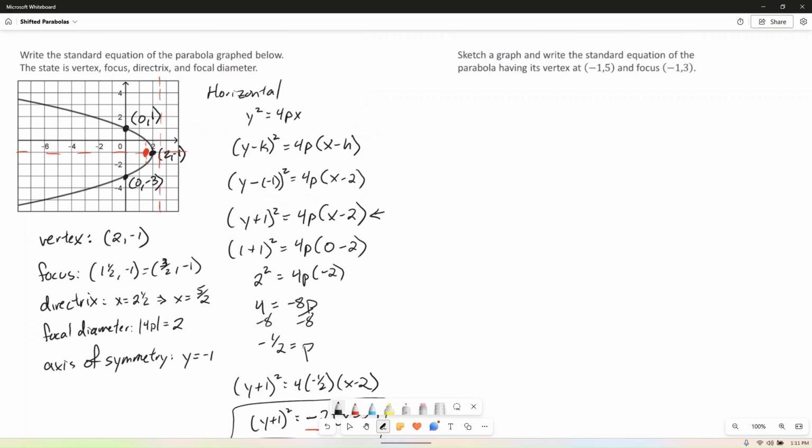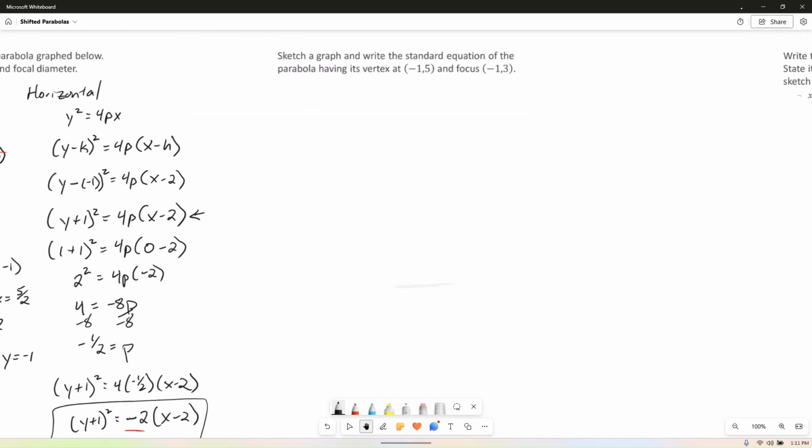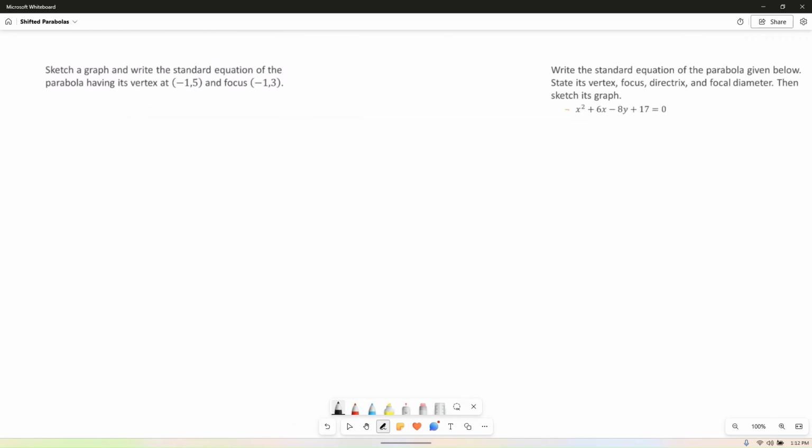All right, let's try another example. This time we're given some information about the parabola. We're told where the vertex and the focus are, and we want to go ahead and sketch its graph and write its standard equation. Okay, so let's start by sketching a graph. And again, when we sketch a graph, a sketch is just that. It's not a perfect drawing. It's just kind of a rough drawing.